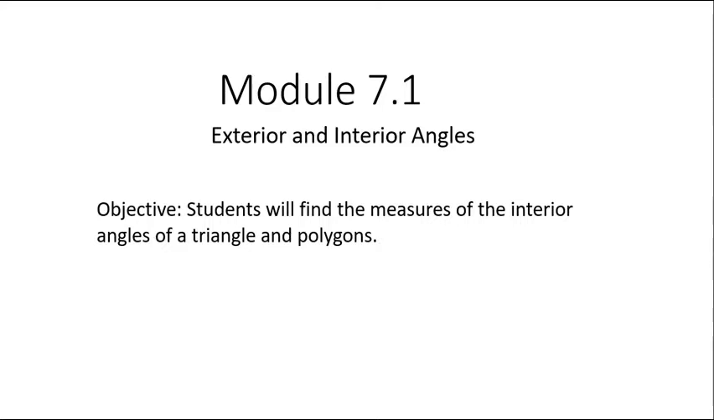Okay, so today we're going over module 7.1. It's called Exterior and Interior Angles. And our objective is students will find the measures of the interior angles of a triangle and polygons.